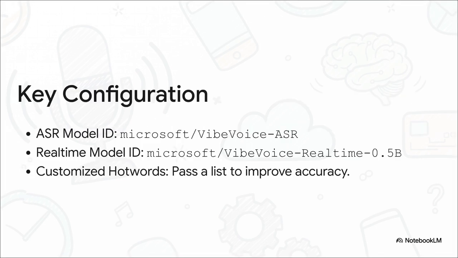Now for configuration, the main thing you need are the Hugging Face model IDs. But check this out. This is an incredibly powerful feature. The ASR model lets you pass in customized hot words. This means you can give it a list of your own technical terms or product names or people's names, and it will dramatically boost the recognition accuracy for your specific use case. This is a total game changer for niche applications.